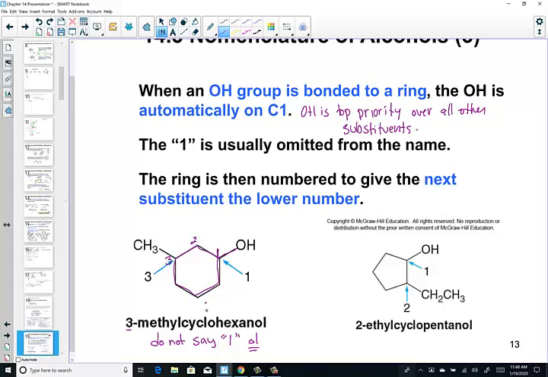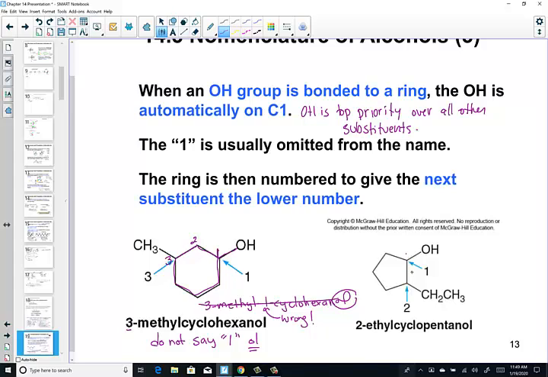It is not correct to say 3-methyl-1-cyclohexanol because that's redundant. When I see the OL, we know it's at number 1, so don't place the 1 for the cyclic structure.